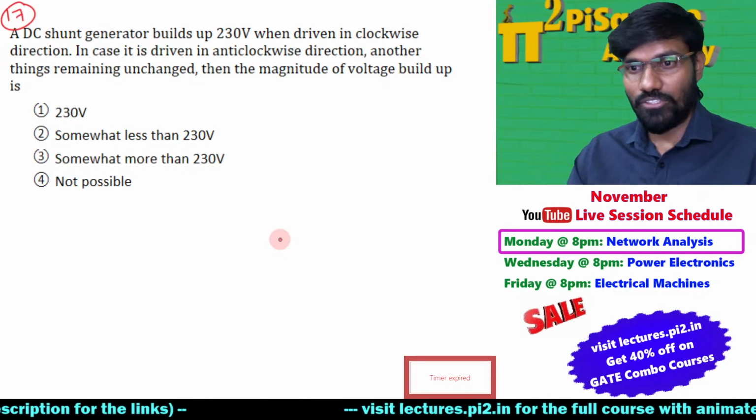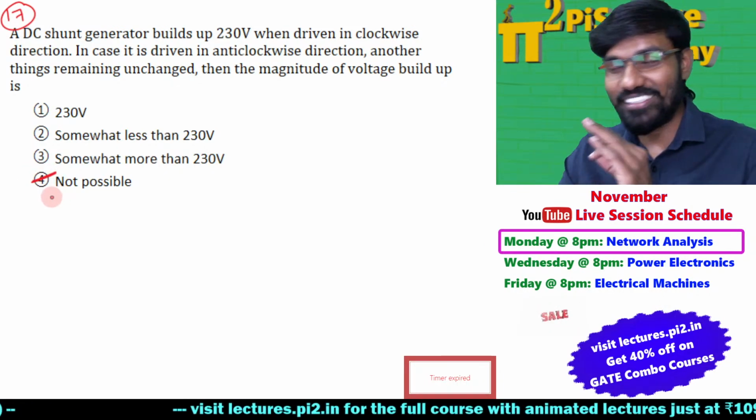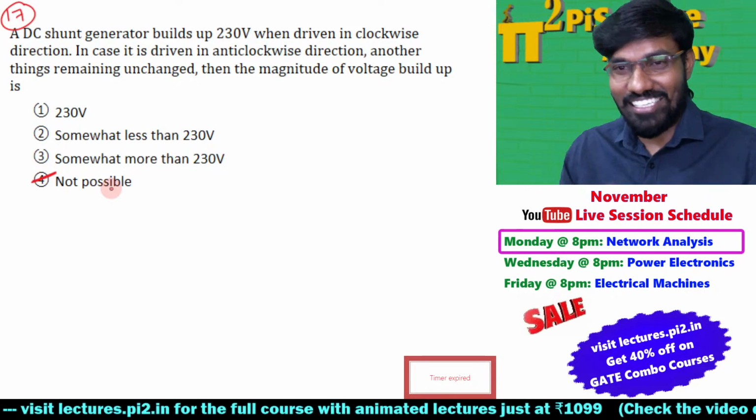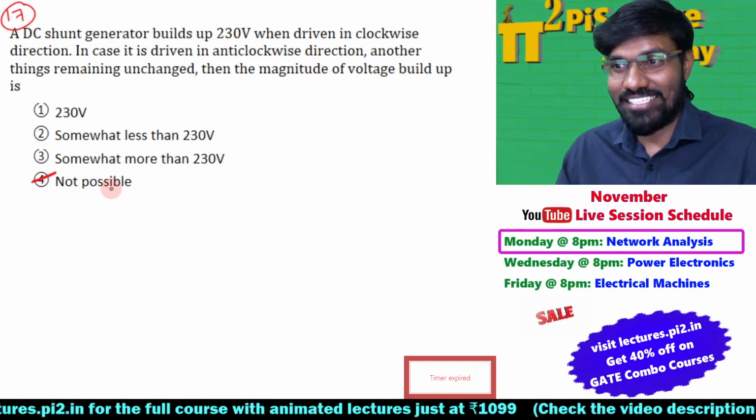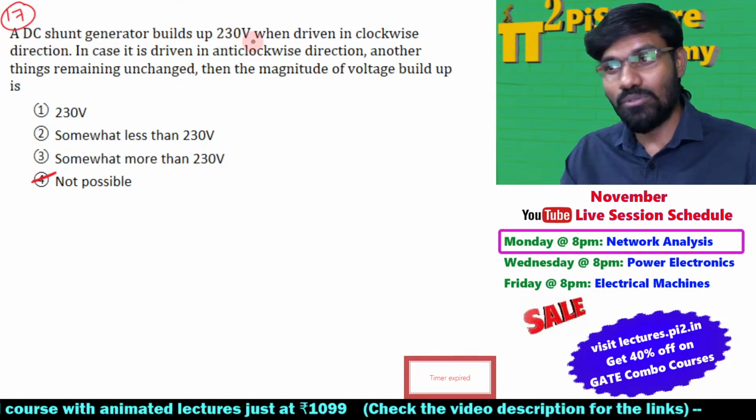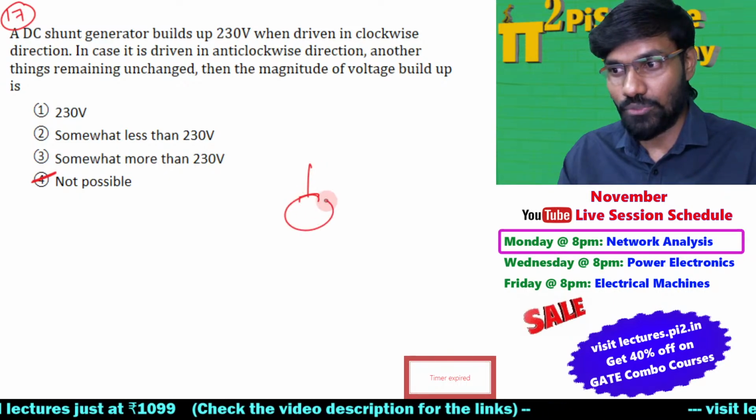Yes, absolutely right. Time's up anyways. No voltage will build up, 0 volts. Just now I said in the previous question, I linked that here. A DC shunt generator builds up to 230 volts, it is generating 230 volts. Careful here.